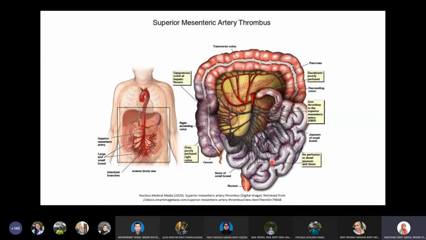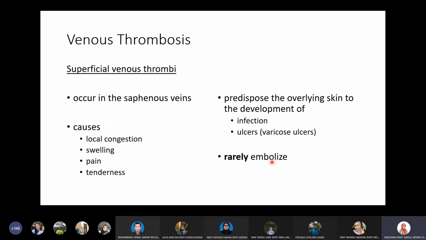Okay, so that is the example for arterial thrombosis. Okay, now we go to venous thrombosis. There are two types of venous thrombosis. It can occur either in the superficial vein or in the deep vein. For superficial venous thrombi, it occurs in the saphenous vein.